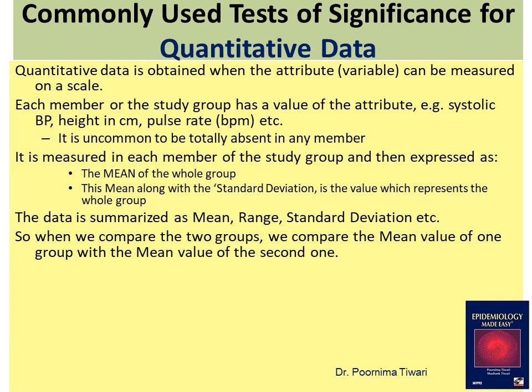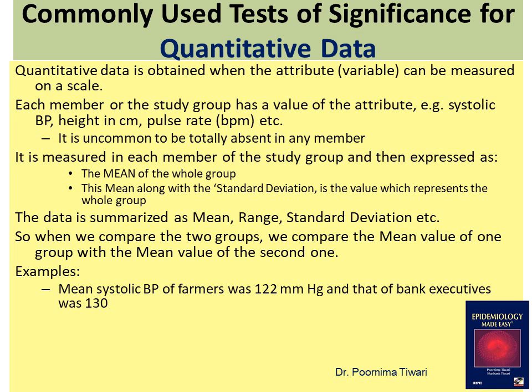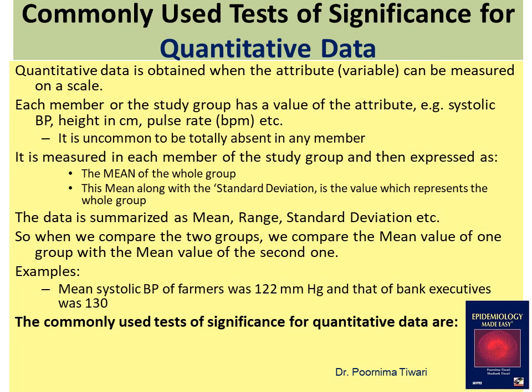So when we compare the two groups, we are basically comparing the mean value of one group with the mean value of the second one. For example, the mean systolic blood pressure of farmers was 122 mm of mercury compared to that of bank executives, which was 130. So is this difference of 8 mm significant or not? This will be calculated by using the test of significance, giving the probability value of the null hypothesis being true.